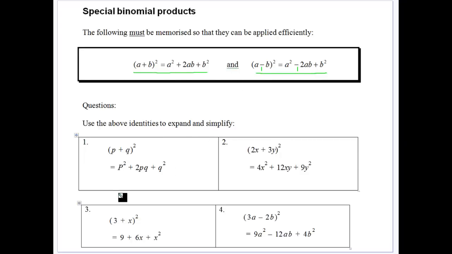So again, if we can get to the point where we can just go p plus q all squared is p squared plus 2pq plus q squared. 2x plus 3y all squared is 4x squared plus 2 times 2x times 3y gives us 12xy, and 3y all squared is equal to 9y squared.